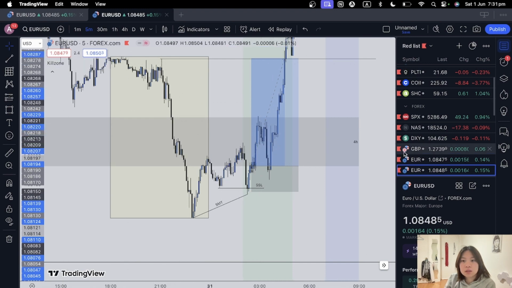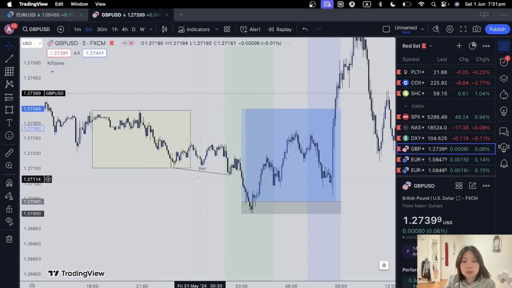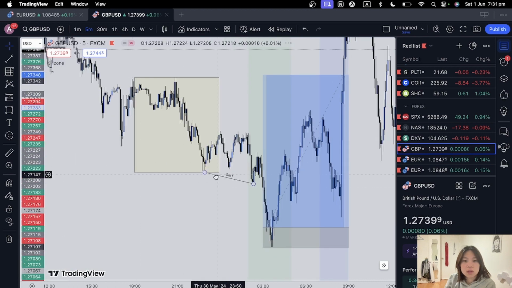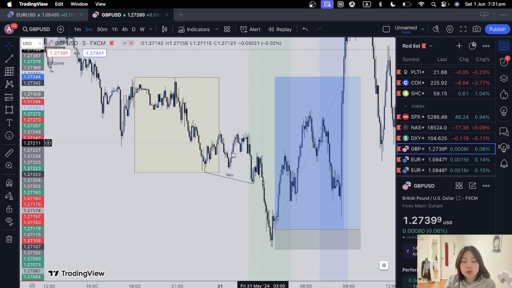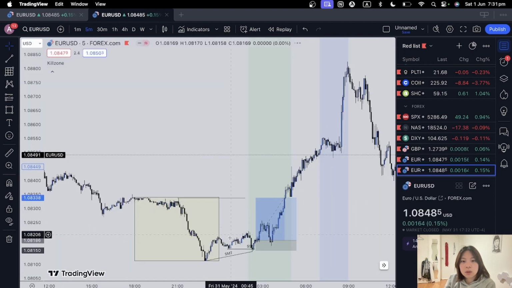And you guys can see as well on GU, we got SMT as well. I'll show you guys this trade later. It's here, how you could have called this trade as well. So SMT here, you can see from here to here, EU went up.